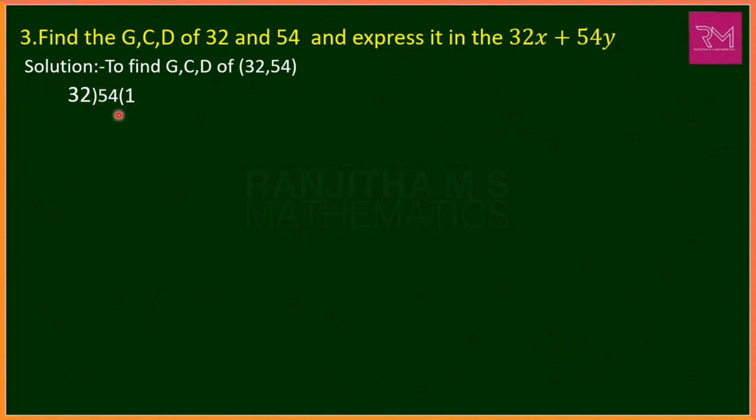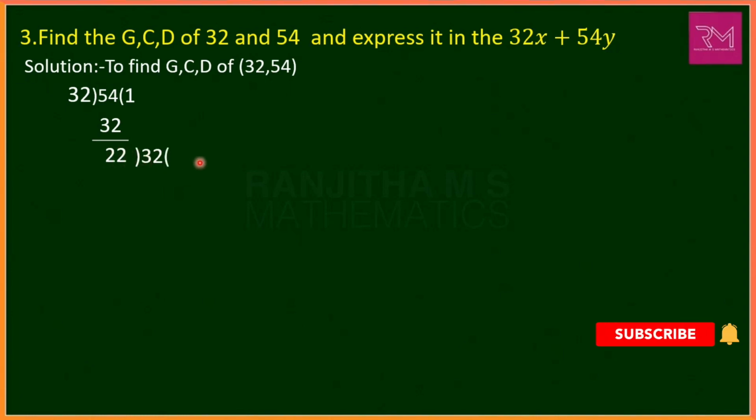You know that 32 into 1 is 32. If we subtract this from 54, we get a value of 22. This is a remainder. 1 is a quotient and 32 is a divisor, 54 is a dividend. Next, we have to divide this divisor value with the remainder, that is, we have to divide 32 by 22.